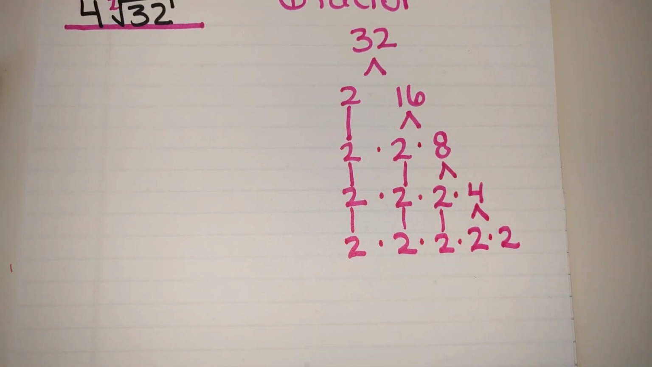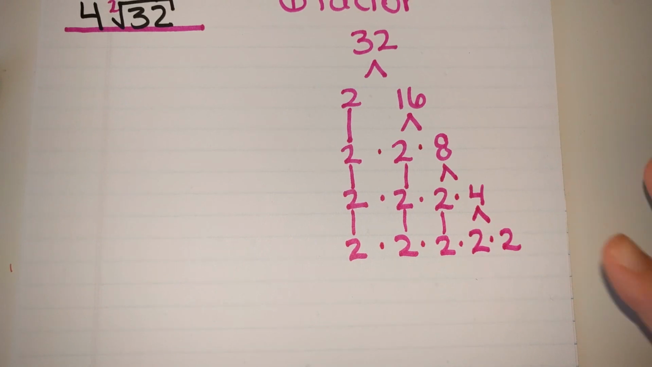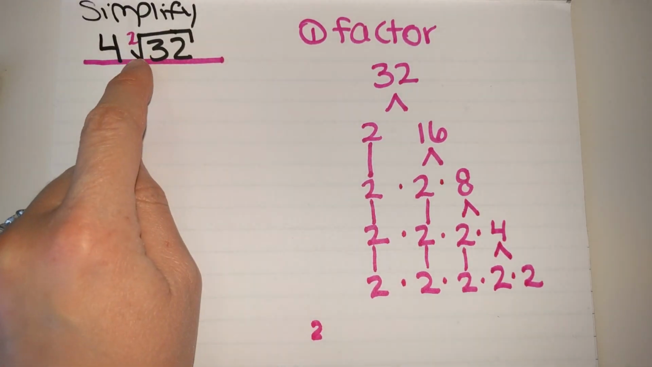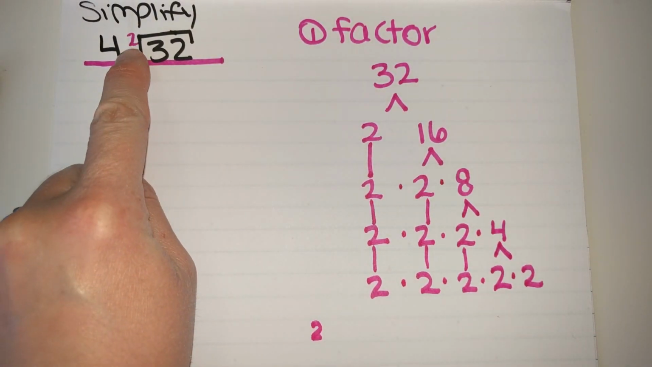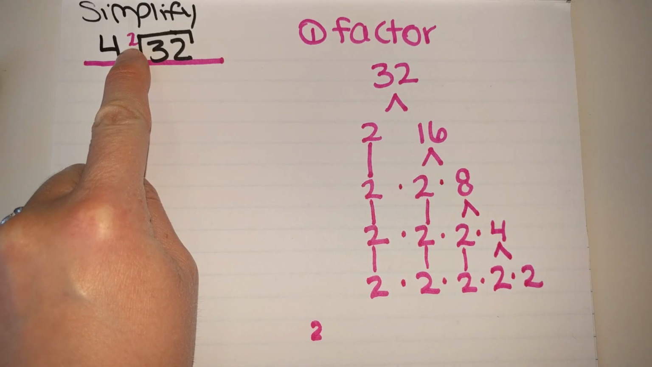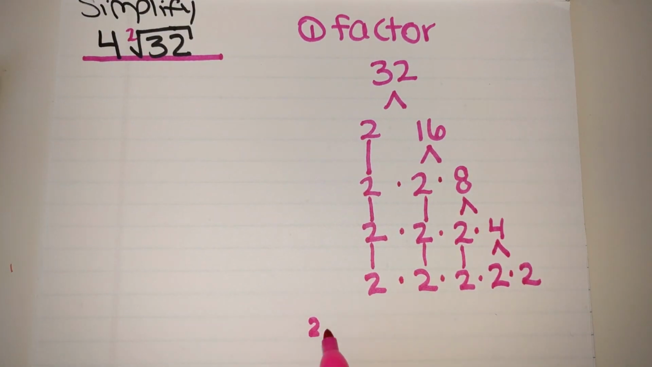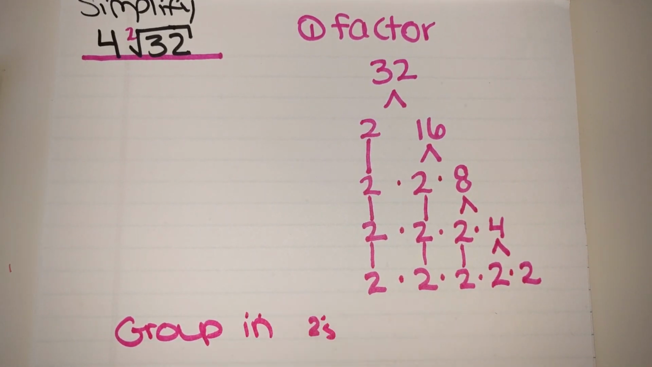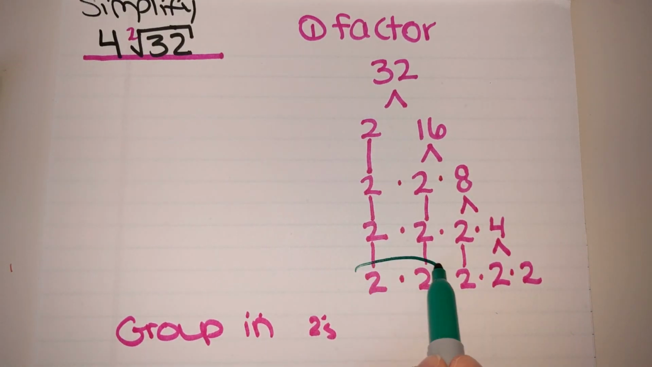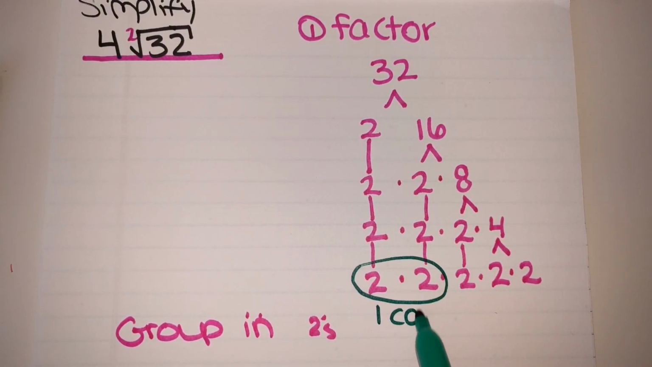All right, so we get down to our prime factorization, and then our next step is that we are going to group these numbers. Now, again, remember we were dealing with a square root, so that means we have an understood index of 2. We don't see the 2, but it's understood that it's 2. So we are going to group these numbers in 2s. So every pairing of 2, we're going to circle. So here I have 2 2s, so that is one copy.